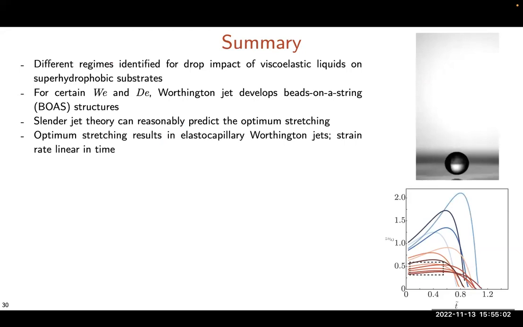So to summarize, we identified different regimes for drop impact of viscoelastic liquids on superhydrophobic surfaces. We identified that for a certain Weber and Deborah number, the Worthington jet develops these beads and string structures because the Worthington jet is now in the elastocapillary regime, and within this elastocapillary regime, the strain rate is linear in time. This is also predicted by a very simplified slender jet theory.